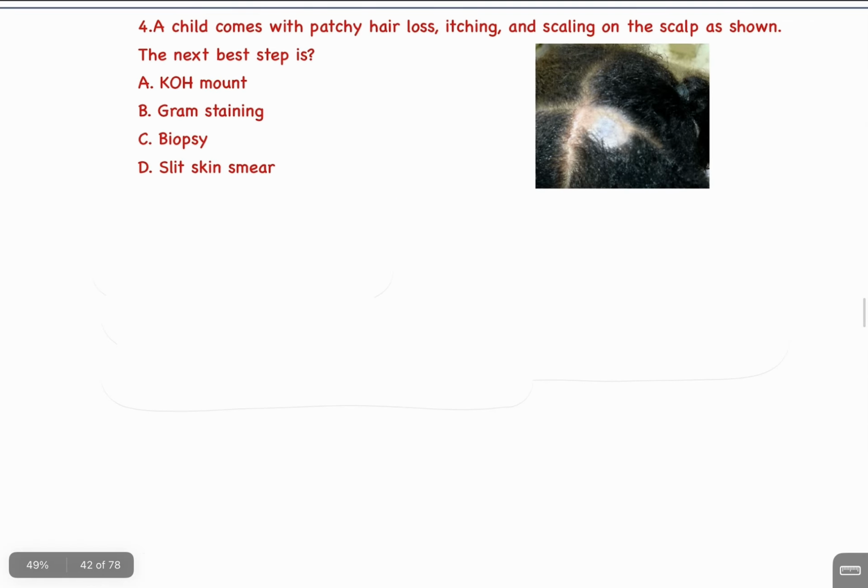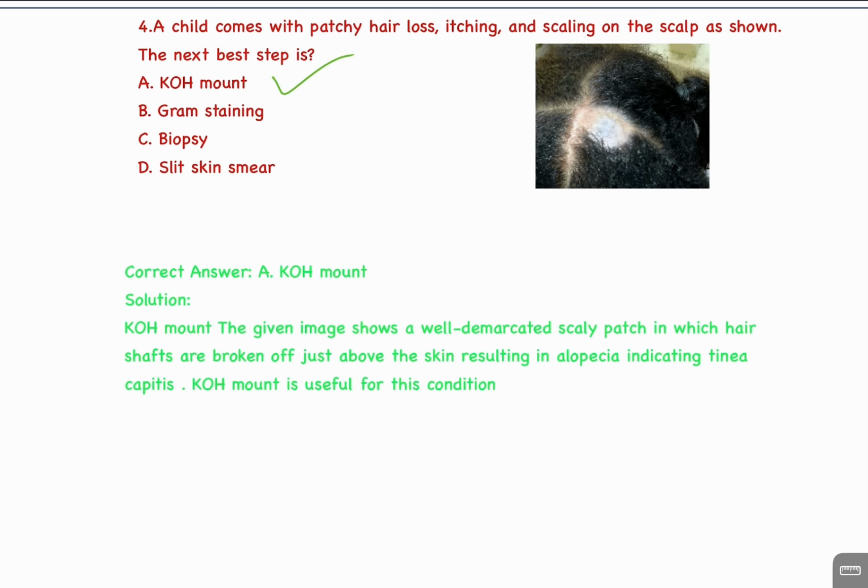Question number 4. A child comes with patchy hair loss, itching and scaling on the scalp as shown. The next best step is A. KOH mount, B. Gram staining, C. Biopsy, D. Slit skin smear. इसका आंसर है A, KOH mount. The given image shows a well-demarcated scaly patch in which hair shafts are broken off just above the skin, resulting in alopecia, indicating tinea capitis. KOH mount is useful for this condition.